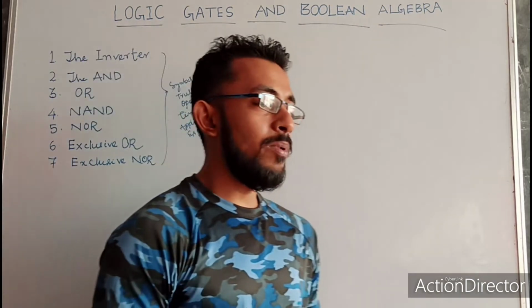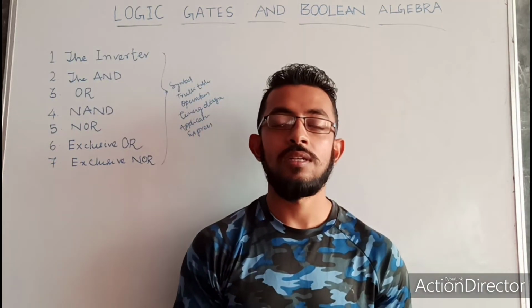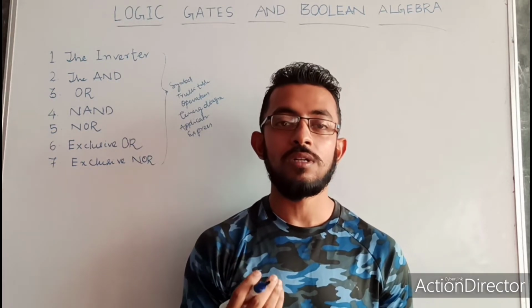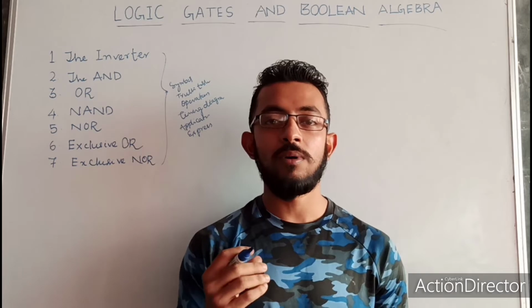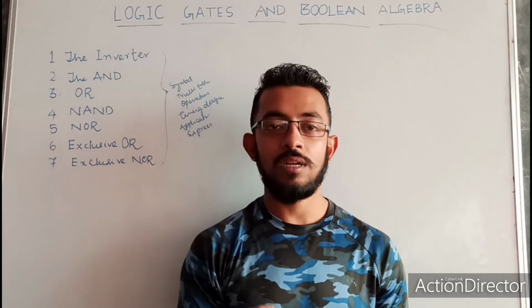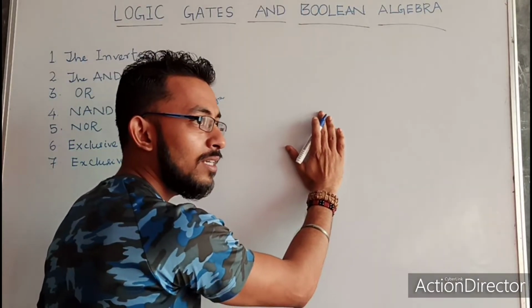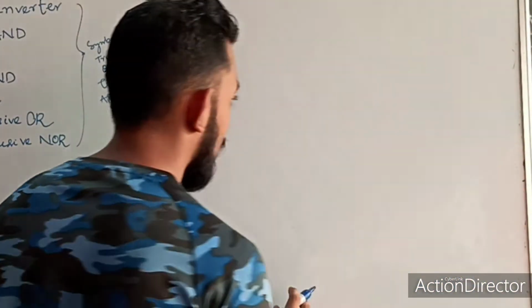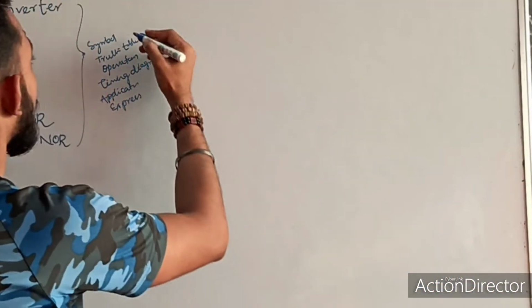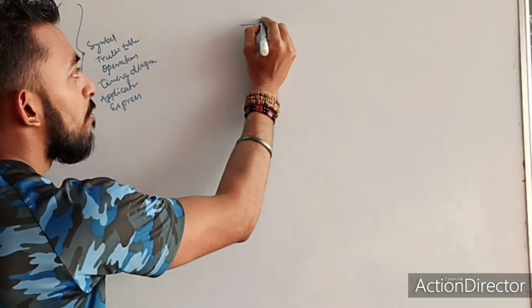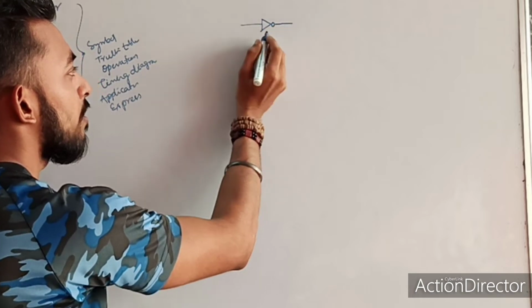As you know, inverter is a circuit that will take the input and it will invert my input as in my output. That means it will do the function of inversion, or I can say it is a complement. So first let's take what is the symbol of this inverter. So this is the symbol of this inverter.